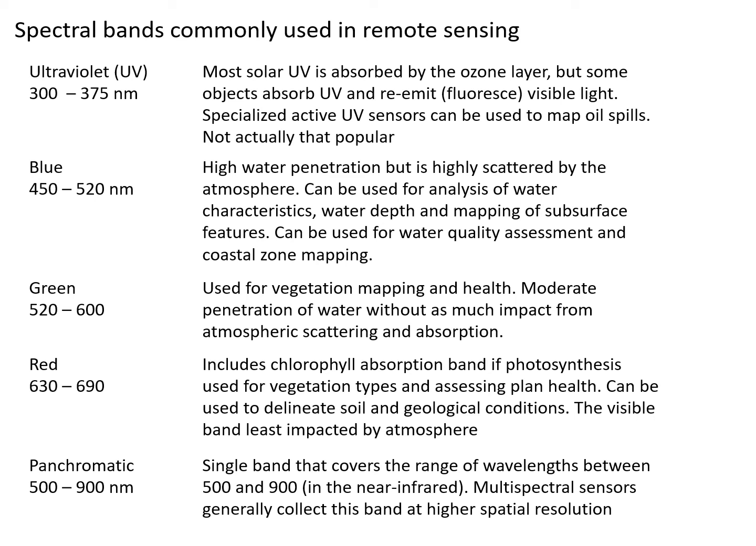So red can be used for chlorophyll identification. So it can be used to map vegetation types and plant health. It can be used to delineate soil and geologic conditions. And it's the visible band least impacted by the atmosphere.